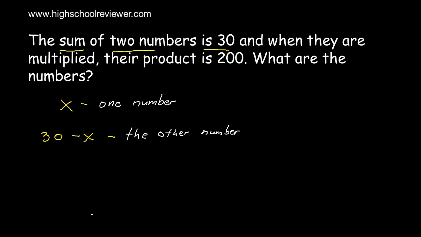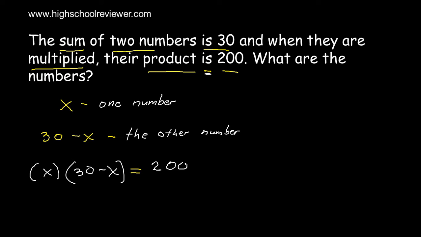And let us now continue to read the statement. When they are multiplied, take note, their product is 200. So meaning that if we multiply x by 30 minus x, the product is, take note of the word "is", that is equal to the equal sign. And this is equal to 200. And we have now the equation.